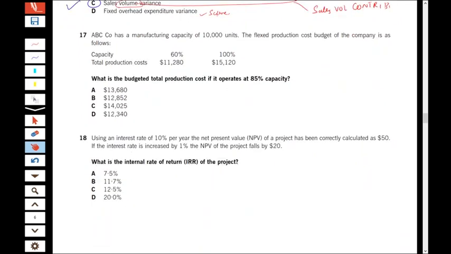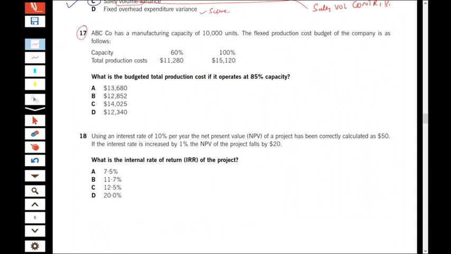Now moving to the next question, number 17. Question 17 is asking what the budgeted total production cost is if it operates at 85% of the capacity. I'm having two capacities and total production cost. It is giving me the hint of the high-low method. In the high-low method, you take variable cost per unit.